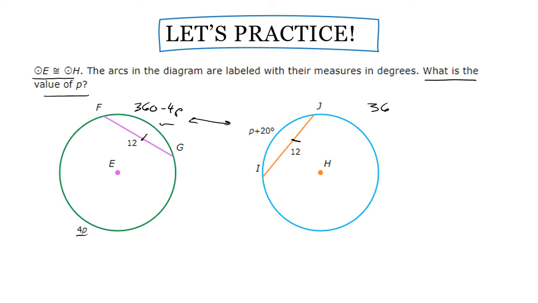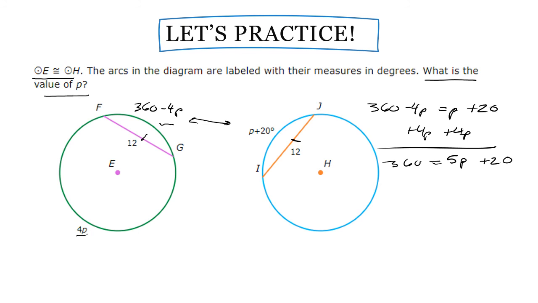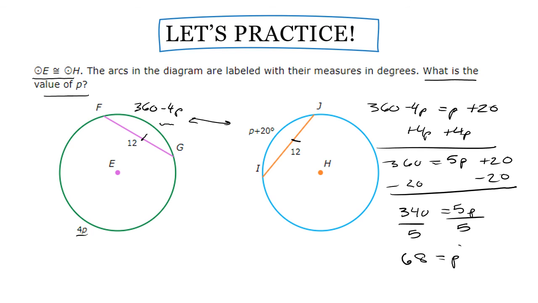Now we can set these two things equal to each other and solve for P. So we got 360 minus 4P is going to equal P plus 20. I'm going to go ahead and move 4P to the right, and I get 360 equals 5P plus 20. And then let's move 20 to the left. 360 minus 20 is 340. That equals 5P. Lastly, I divide by 5 on both sides, and I get P equals 68.